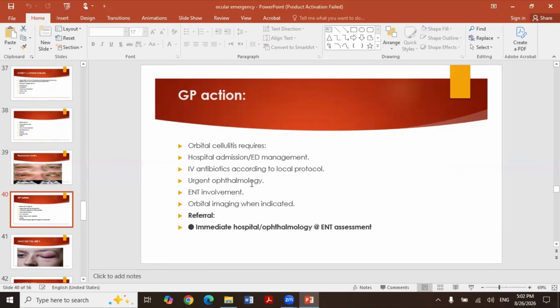You should consult the ENT doctor and the ophthalmology doctor to start IV antibiotics according to the protocol. Orbital imaging when indicated, and refer for immediate hospital admission. Call the ophthalmology and call the ENT doctor.